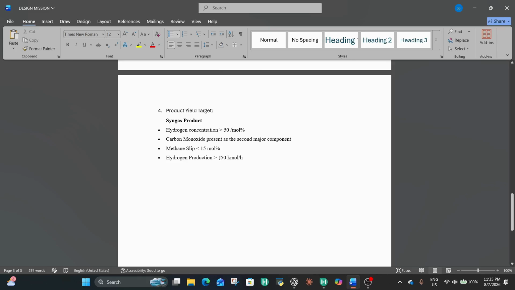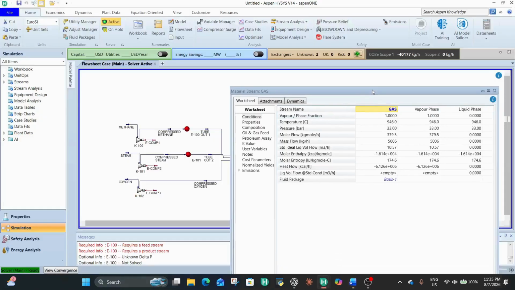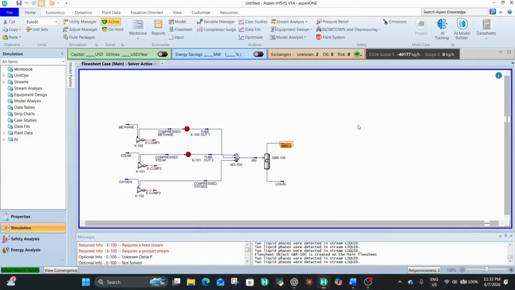So in terms of the hydrogen flow, we passed, but the hydrogen concentration in our syngas stream is less than the target. So the question is a bit flawed, but we will take responsibility. We don't win every day, do we? So basically, we could say mission partially successful.